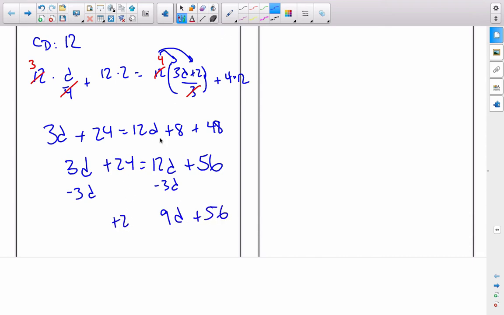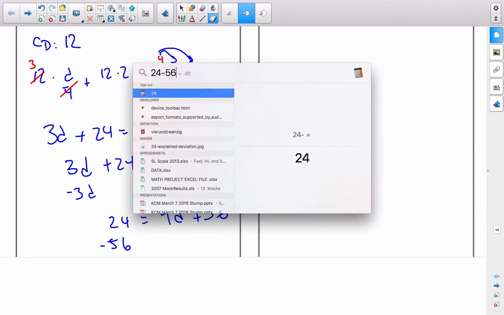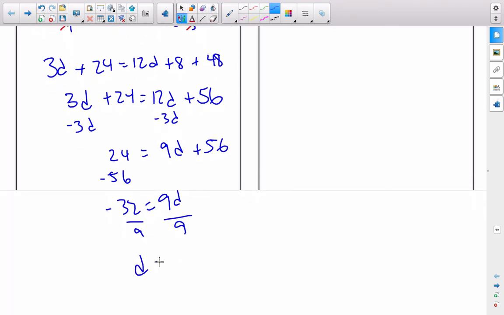So, that looks messy. Let's do 24 minus the 56. Oh, now I'm going to need some help on that one. Now here's a quick little trick. If you go command spacebar, you can do 24 minus 56, and it's negative 32. So negative 32 is 9d, divided by 9, and d is going to be d equals negative 32 over 9.